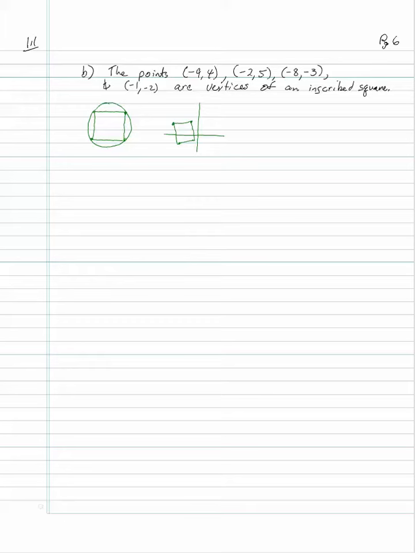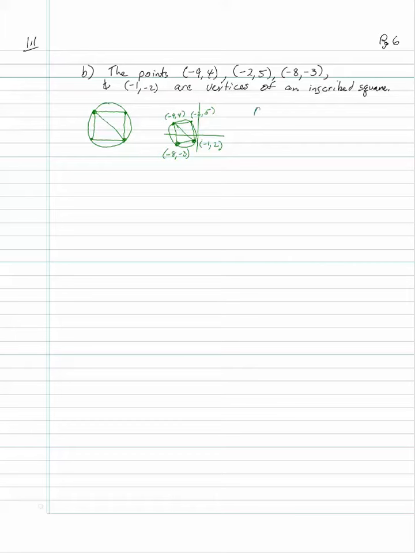So we've got negative 9, 4, negative 2, 5, negative 8, negative 3, negative 1, 2. And the idea, if that's an inscribed square, is that this is the diameter, because if you have your circle going around it, those points are on the circle. So you're going to get this diameter. So find the midpoint.